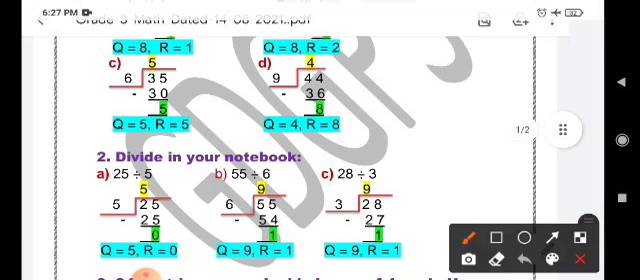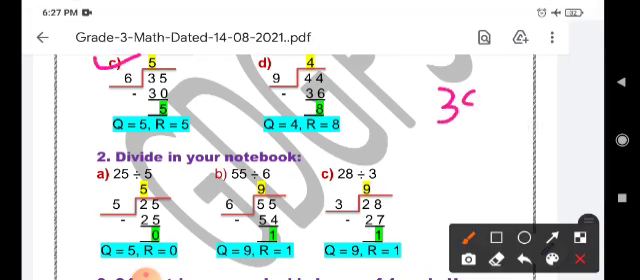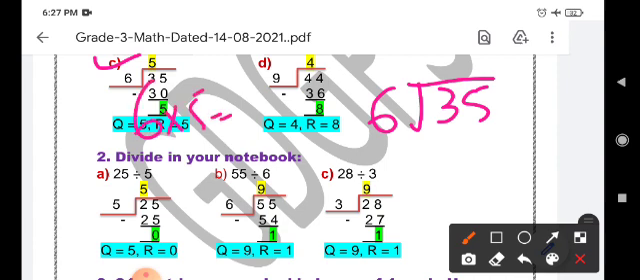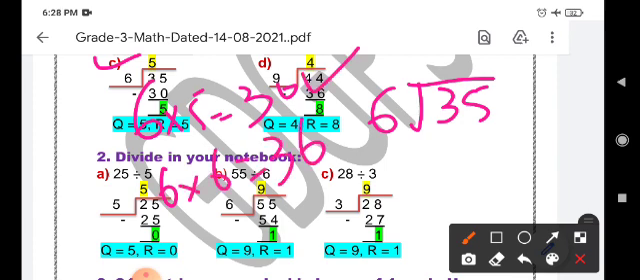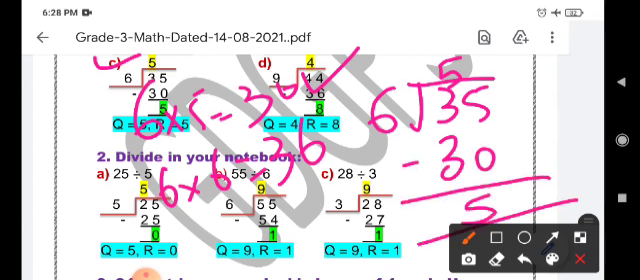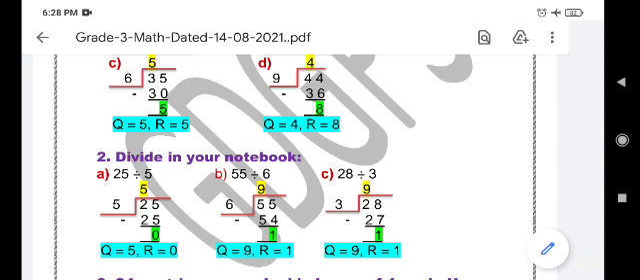Okay, now we will solve C part. 35 is to be divided by 6. So 6 5s are 30, 6 6s are 36. So we will go for the nearer number, that is 30. 6 5s are 30. So now we will do the subtraction. 35 minus 30 is 5. This is the remainder and this is the quotient. 5 is the remainder and 5 is the quotient.